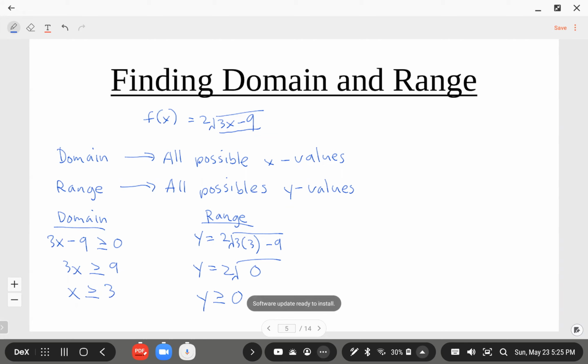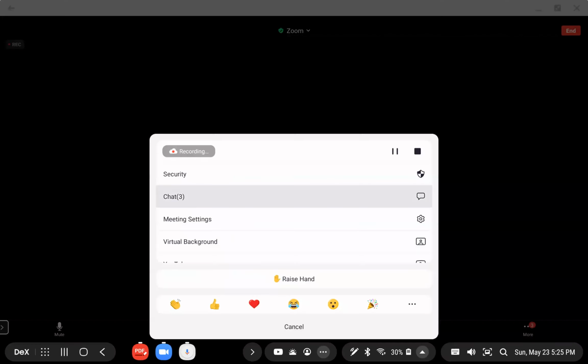So does anybody want to take notes on this, or are you already done with notes? Already done with notes. Are there any questions?